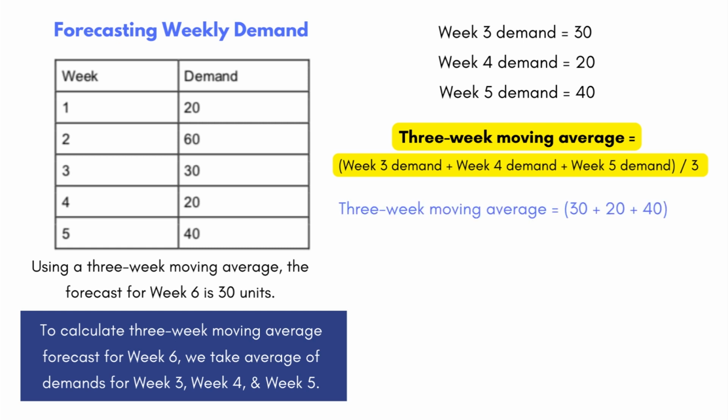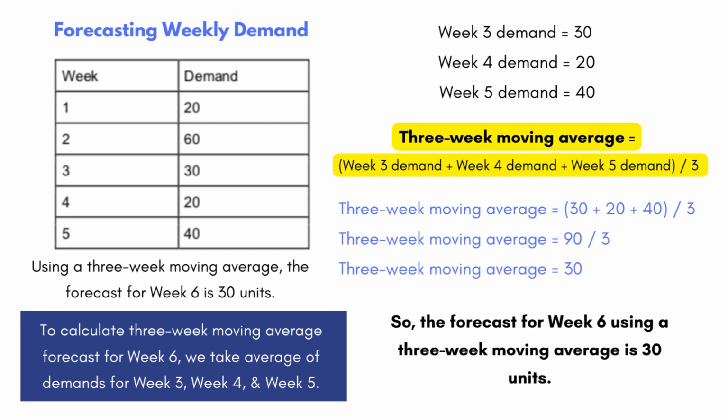So, the 3-week moving average equals 30 plus 20 plus 40, divided by 3, or 90 divided by 3, which is 30. So, the forecast for week 6 using a 3-week moving average is 30 units.